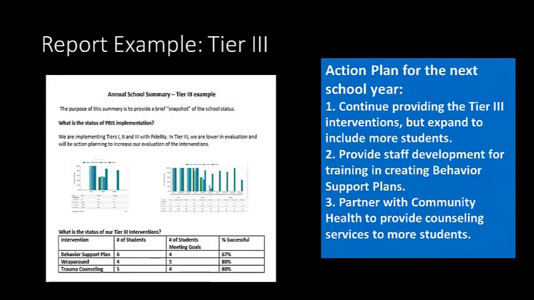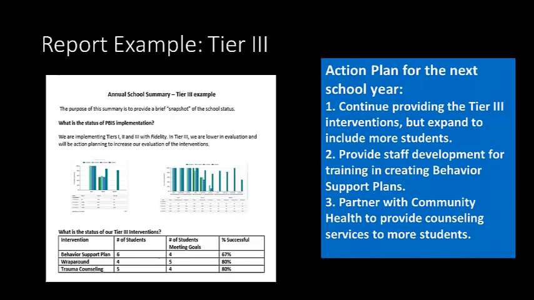This particular school is using Prevent, Teach, Reinforce. They were also using Wraparound, and so they were assessing the number of students involved in those, how many were meeting the goal, and the percentage that was successful. They also were looking at their behavior support plans, IEPs, and behavioral goals, and how effective that was. In their action plan, they were focusing specifically on their wraparound. It was very successful, but they only had 2 students in it for the year, and they were going to try to increase that for the next year. For their behavior support plans, they felt they needed to make some improvement in training.